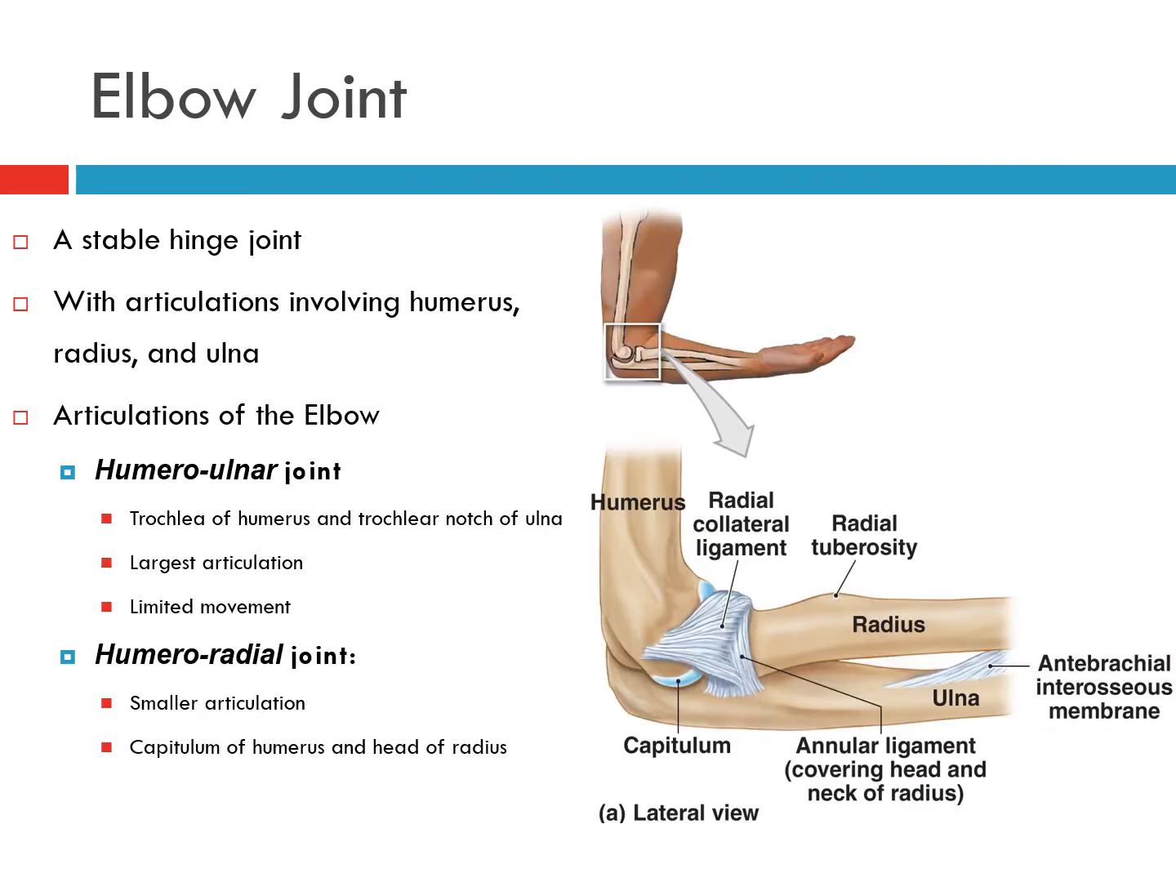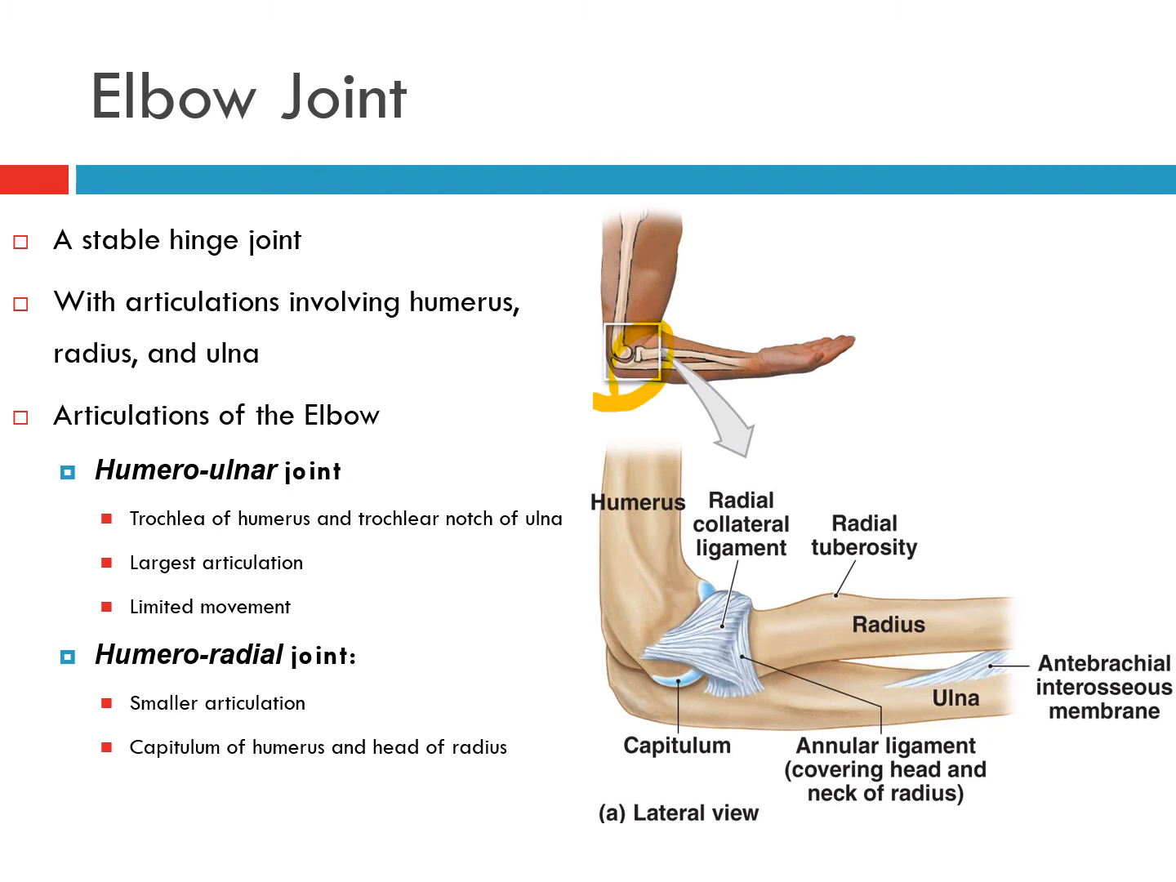All right, so that was it for the shoulder joint. We're going to move on to the elbow. So the elbow is a very stable joint. It's a hinge joint, so it moves in one plane. It is articulations between the distal humerus and the proximal radius and the proximal ulna. So you can see that here.